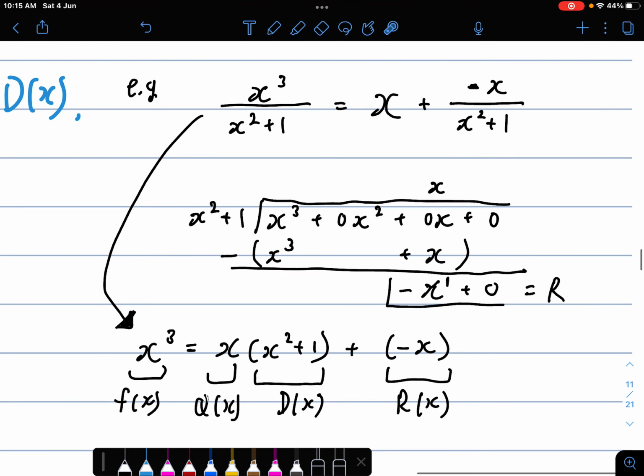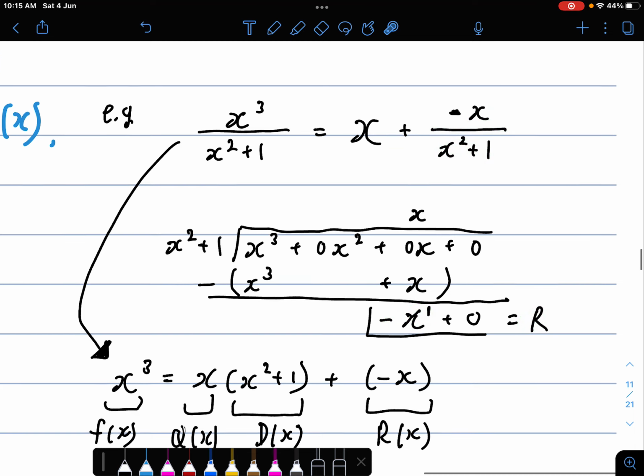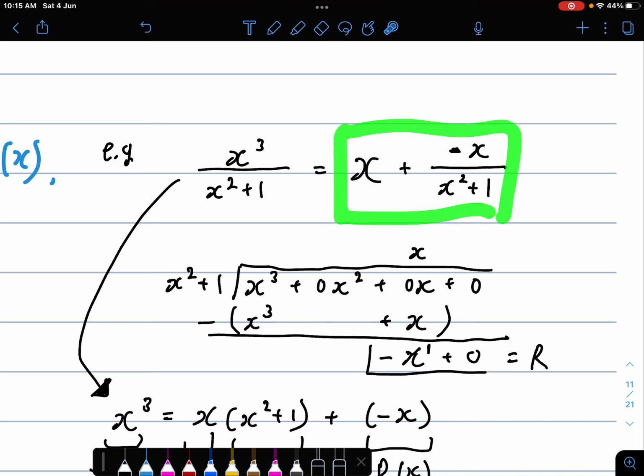So let's say we have x cubed divided by x squared plus 1. How do we find the answer? Well, you just do long division. I will leave it to you to check that this working is correct. What we get at the end of the day is x, your quotient, and minus x, your remainder, so you put it here, and then you must put it over the divisor. You can check it manually: add these two, and you get the left hand side. Then you know that you're correct.